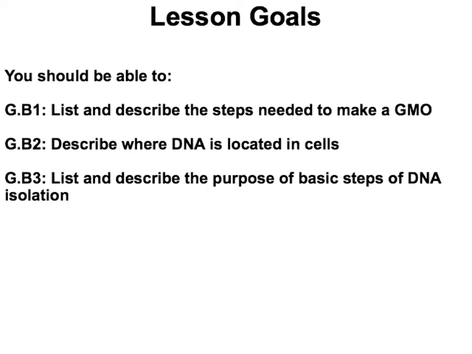By the end of today's lesson, I want you to be able to list and describe the steps needed to make a GMO, and we're going to do the one of isolating DNA, describe where DNA is located in cells, and list and describe the purpose of each basic step of DNA isolation. Let's get started with some notes. Follow along in your packet, and then we're going to do a little demo followed by isolating our DNA.